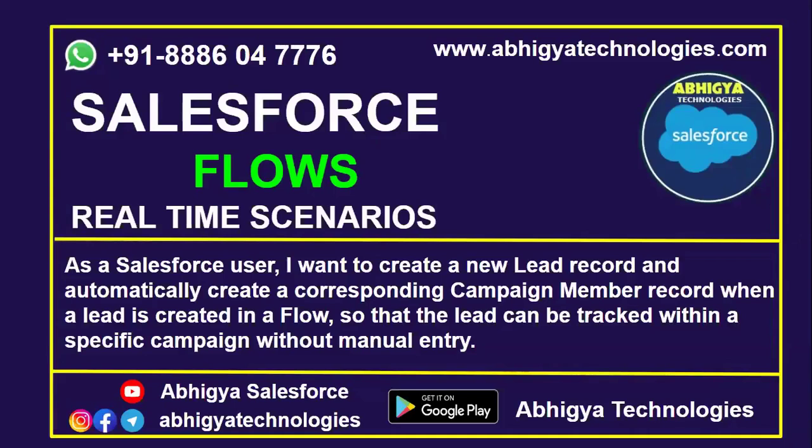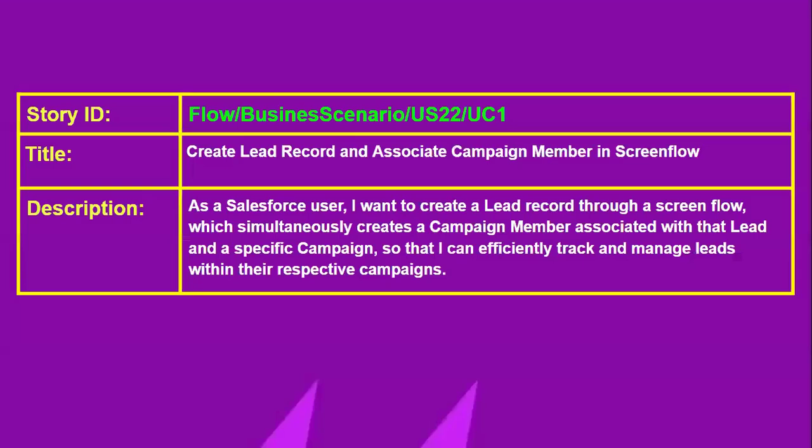In this video, we are going to discuss another real-time scenario in flows. So here is our use case. Our use case is that while creating a lead record, a campaign member record is automatically created, and that record is associated to the respective campaign. In general, I will first show you in Salesforce what is happening, and how we are going to implement it with this flow.